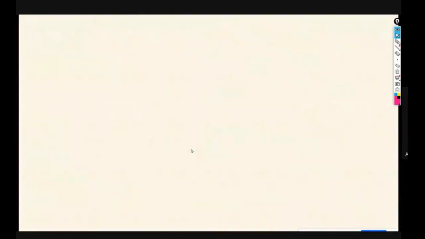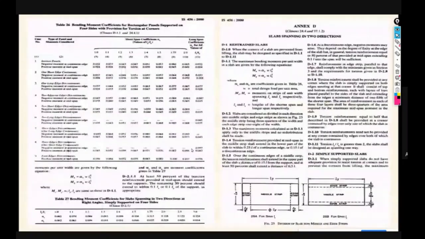Now, once you calculate the load, the next step is to calculate the bending moment. If you see IS 456, Annex D, clause 24.4 and 37.1.2, slab spanning in two directions. Generally that slab is called a restraint slab. So the bending moment for the restraint slab is, in x direction, Mx equals alpha x w lx square, and My equals alpha y w lx square.